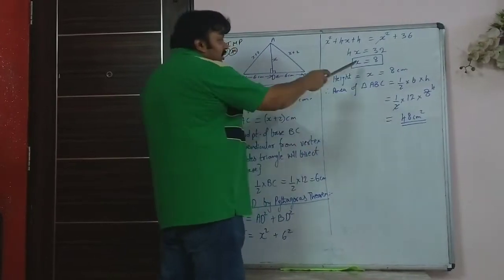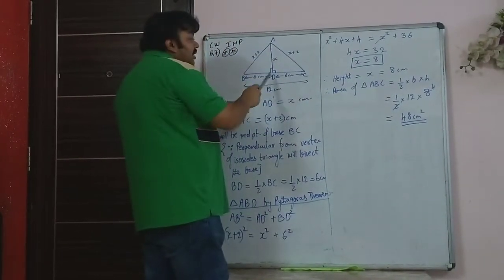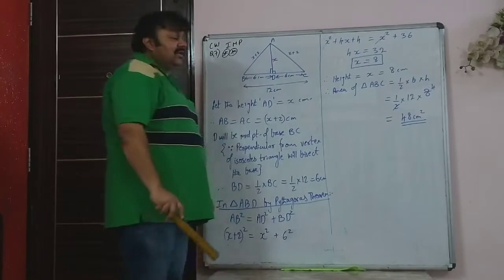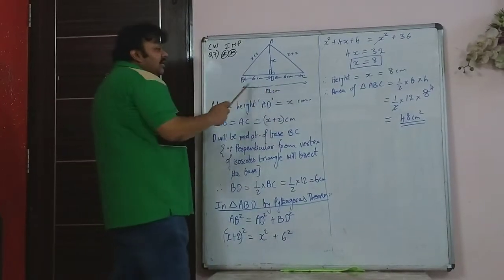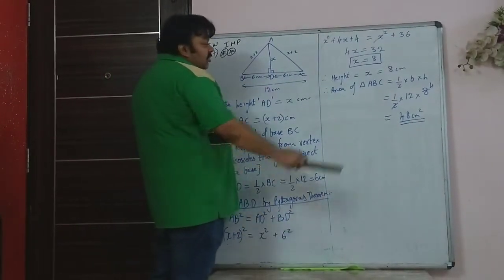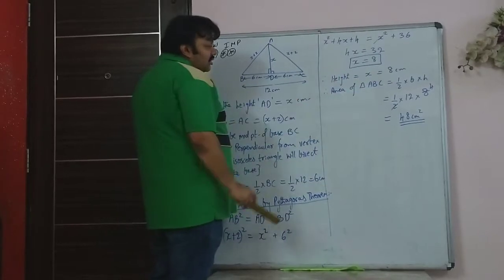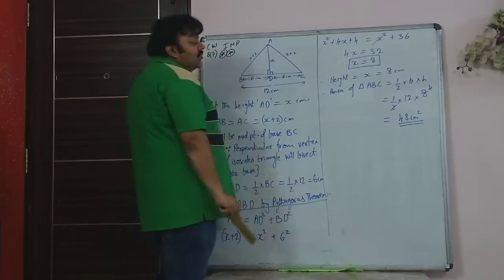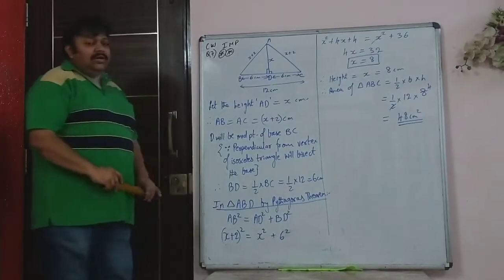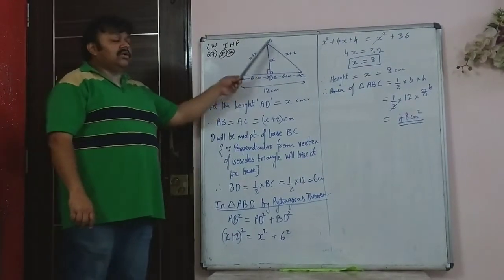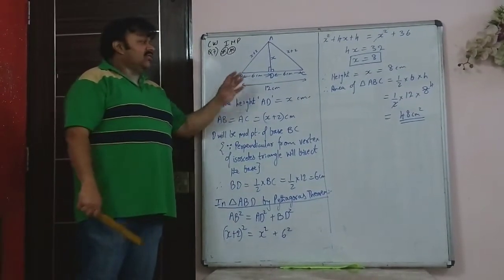So height, you have just found height is x, that is 8 centimeter. And base is already given, it is 12. So half into 12 into 8. So it is 12 into 4 or 48 centimeters squared. That is the area of triangle ABC. So this was asked.